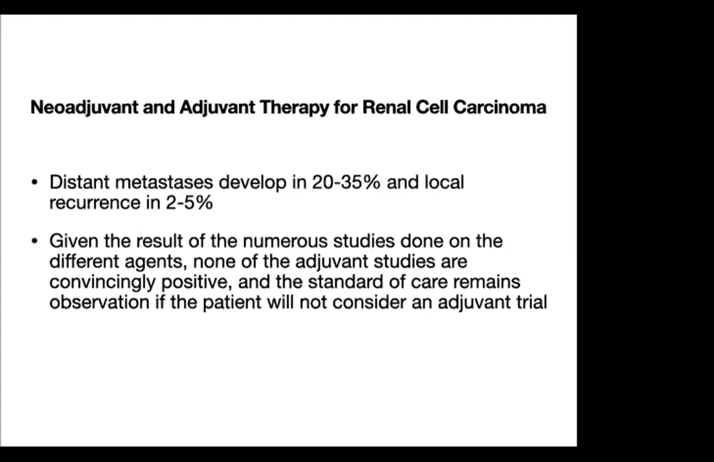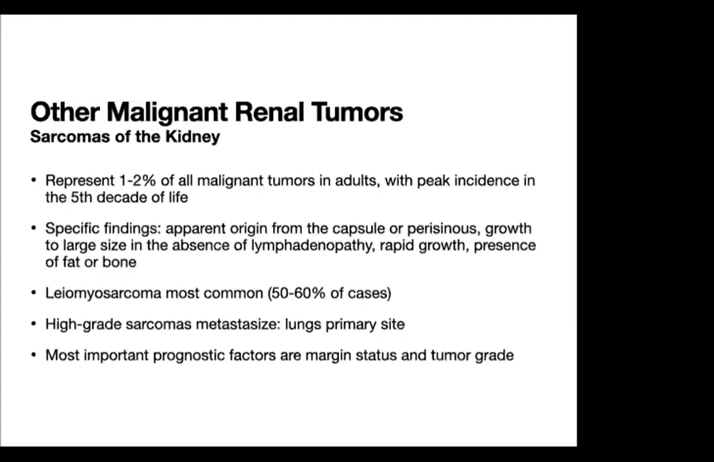So after discussing RCC, we now move on to the other malignant tumors. So we have the sarcomas of the kidney, which represent 1 to 2% of all malignant tumors in adults, with peak incidence in the fifth decade of life.